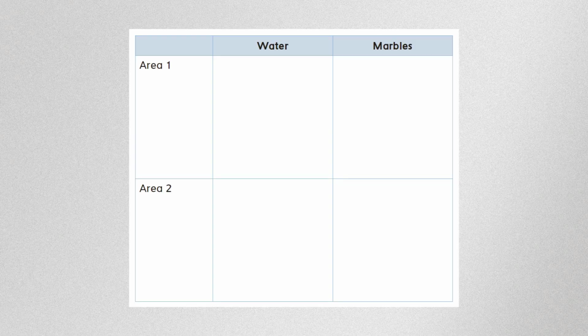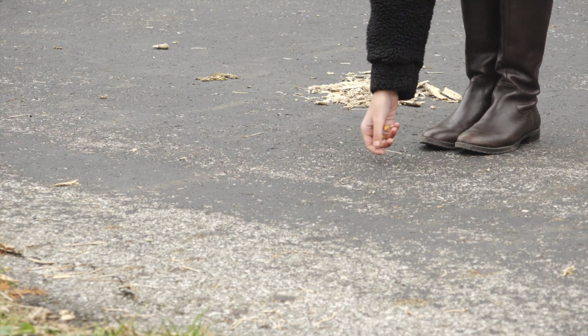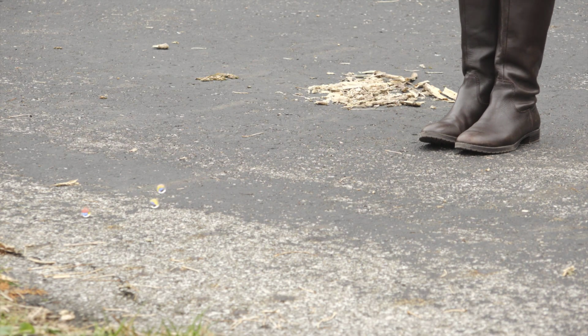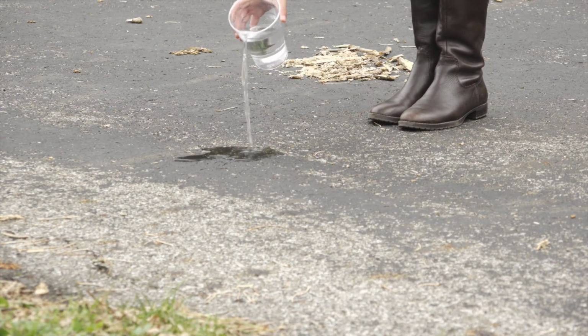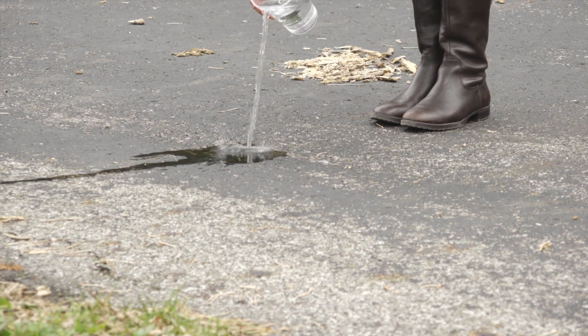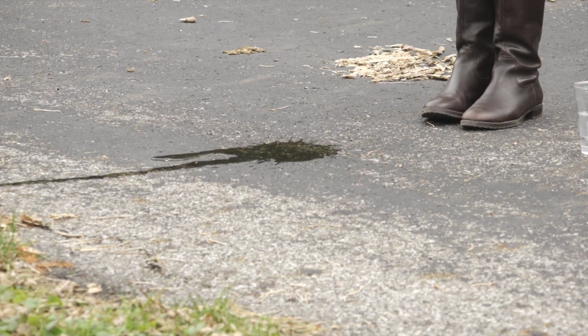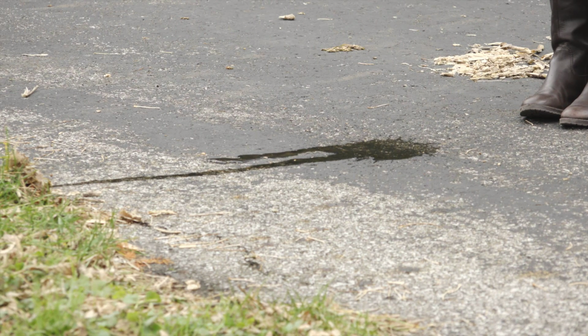In your data table, record your observations for Area 1. You may write or draw as you record your data. Include your observations of the marbles and the water. Let's watch the video one more time. When you finish recording your observations, select Continue.